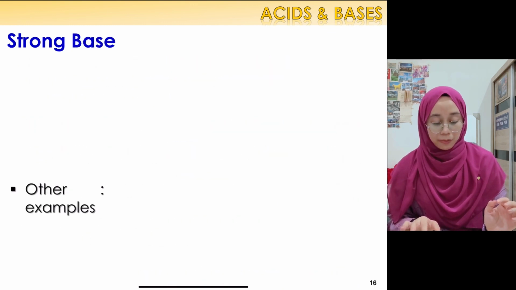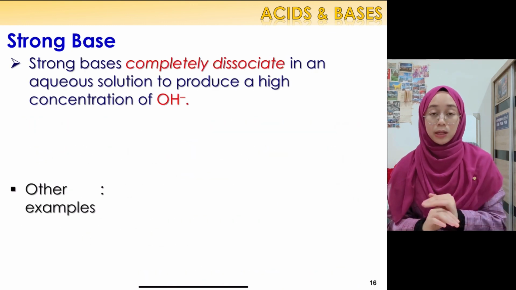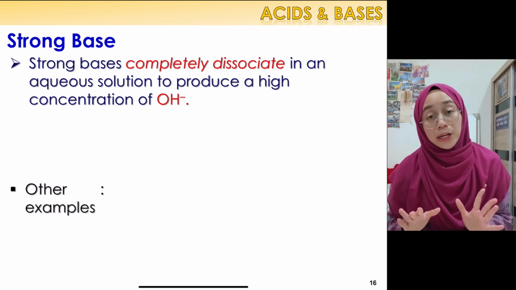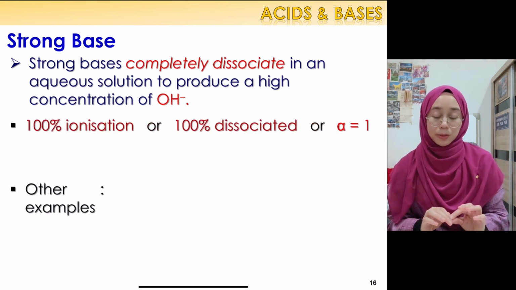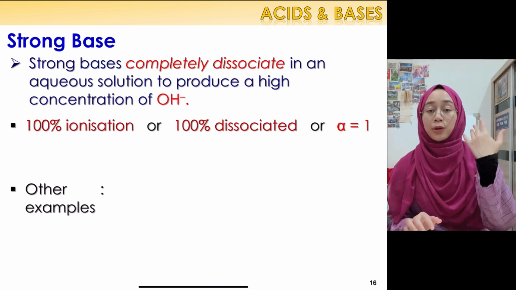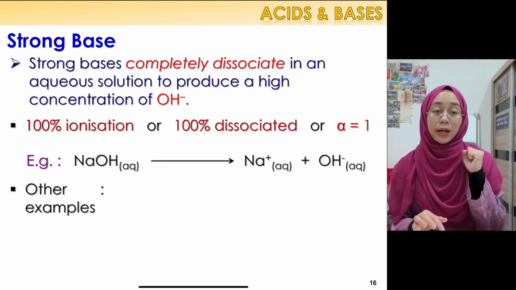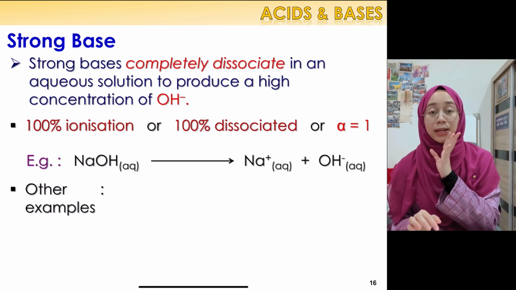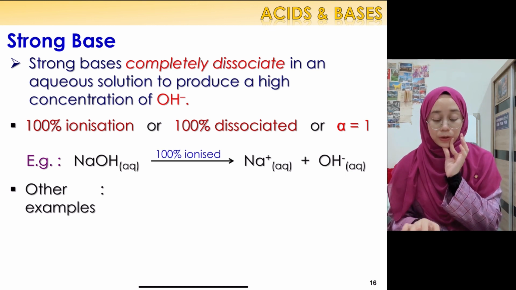Okay, minus strong base pula kita tengok something yang completely dissociate juga yang akan produce a very high concentration of OH-. Okay, so 100% ionized, 100% dissociate ataupun alpha dia equals to 1. For example NaOH kita akan menghasilkan Na plus dengan OH-. Okay, so ini 100% ionized.